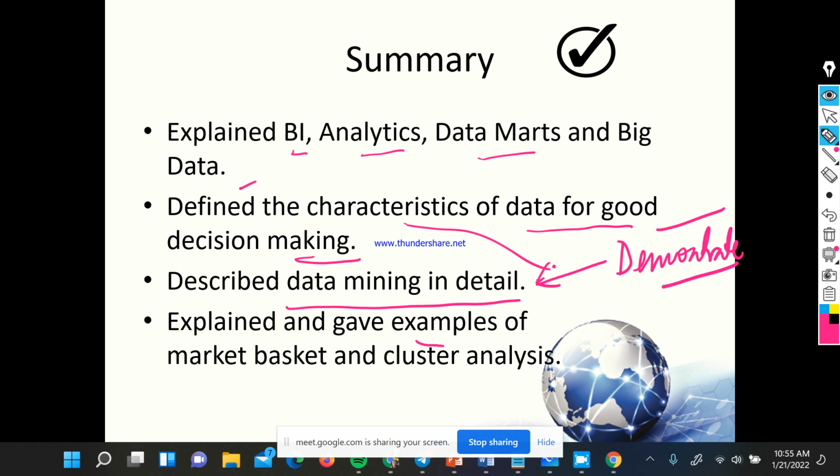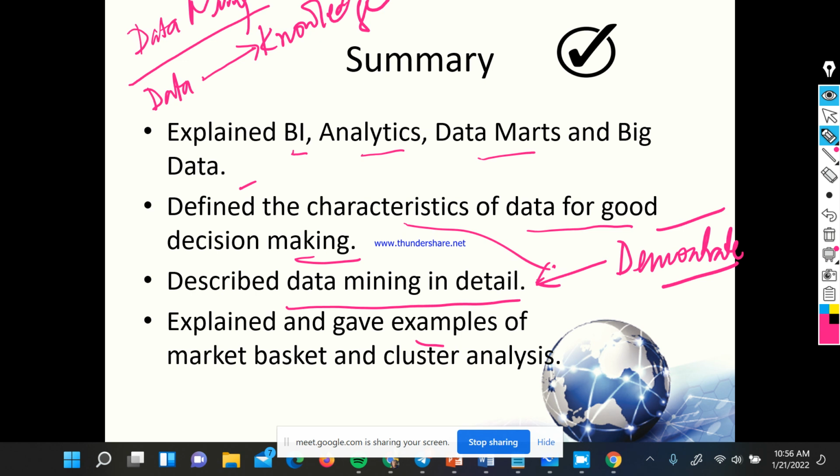Sir, how is data mining different from neural pattern? Okay, very good question. Let me take that question. Data mining happens to be data to knowledge. That is it, data mining, as simple as that.